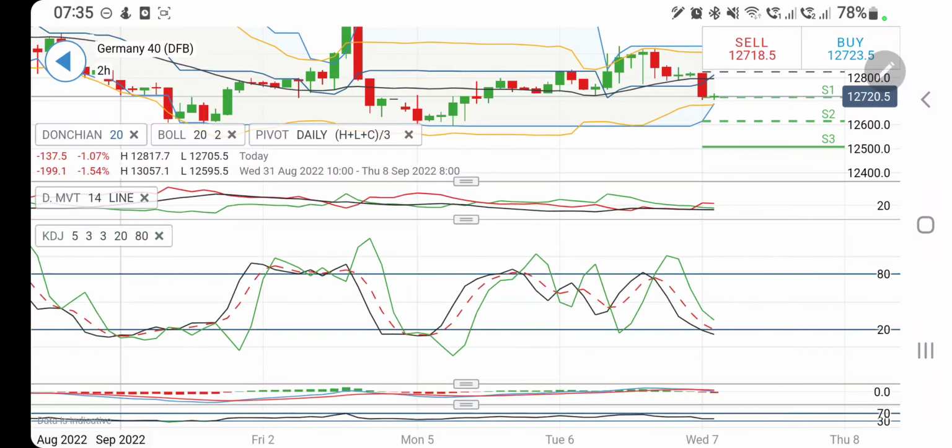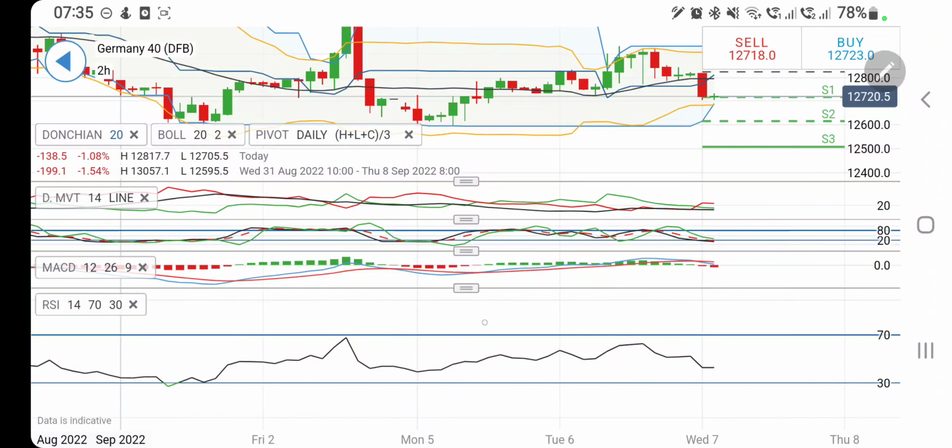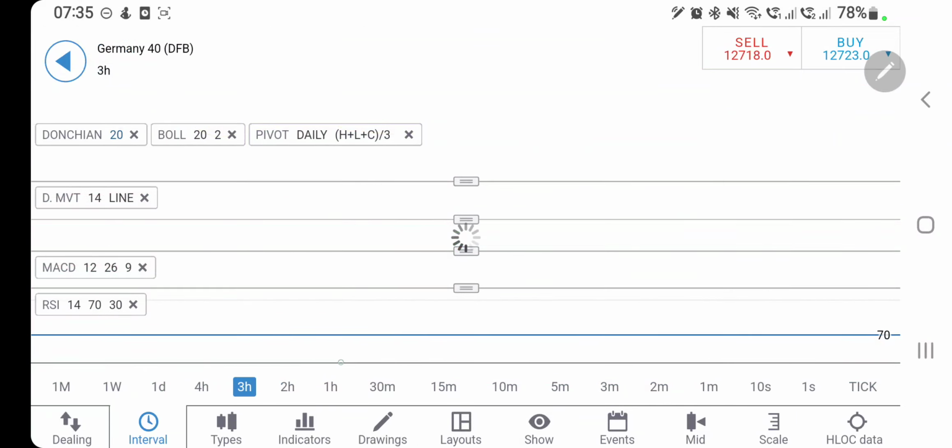Directional movement bearish. Stochastic is oversold. The MACD has just crossed over, just 2 candles apart. It is diverging and indicating more bearishness. RSI at bottom.